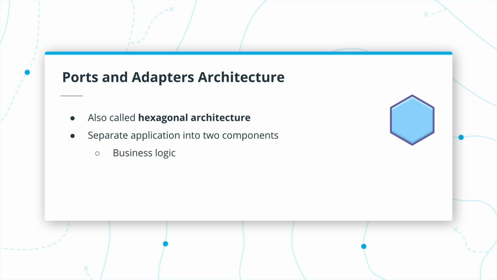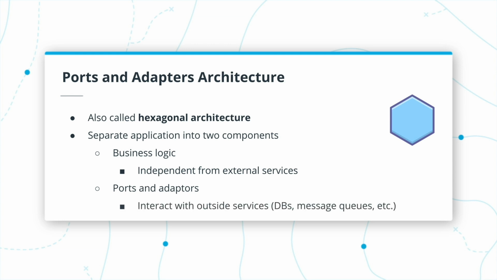The first one is business logic that implements the logic of our application, and it should be independent from external services, such as databases, queues, REST APIs, and so on. And the second part of our application is ports and adapters. And those ports and adapters is actually what interacts with outside services, such as databases, message queues, and so on.